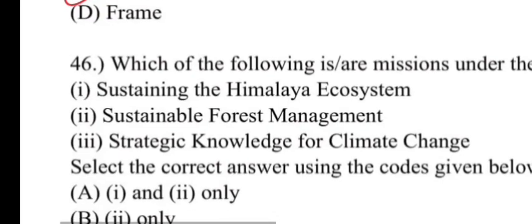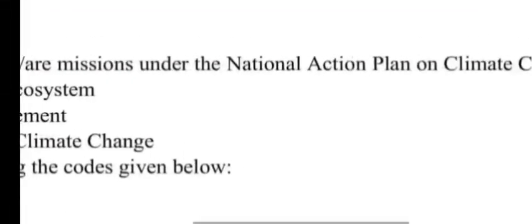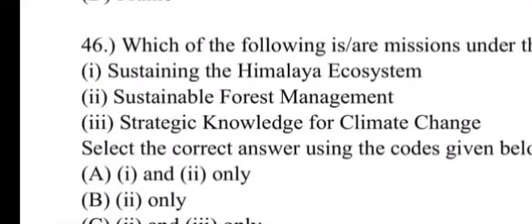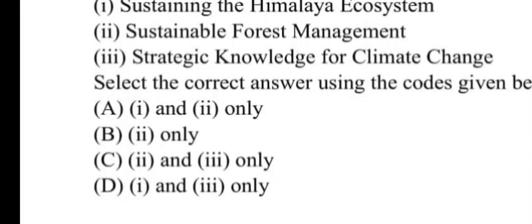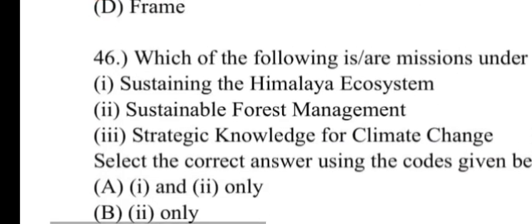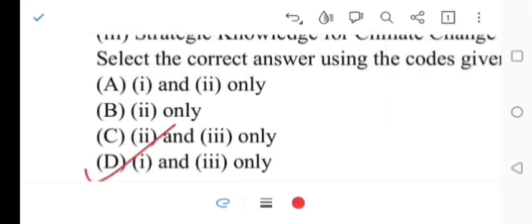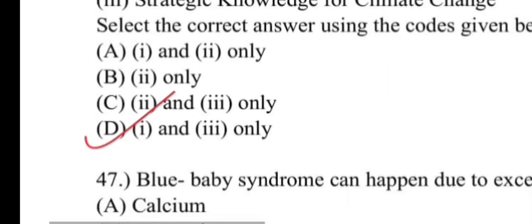46, which of the following are missions under the National Action Plan on Climate Change? 1, 2, 3, sustaining the Himalaya ecosystem, sustainable forest management, strategic knowledge for climate change. So these are the options for you, 1 and 2, 2 only, 1, 2 and 3, sorry, 1 and 3. 46, correct option will be number D, 1 and 3. These two will be correct. Rest means only 2.